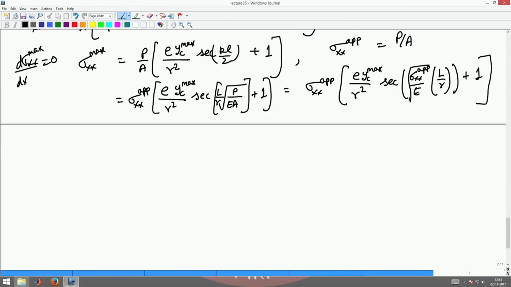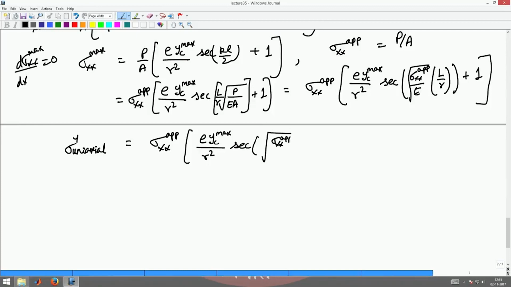Okay. Now, so I have this to be limited to sigma y uniaxial, since the state of stress is uniaxial, and if the yield stress is sigma y uniaxial, this will be limited to sigma y uniaxial. This will be sigma xx apparent into E yc max divided by r square into secant square root of sigma xx apparent by E into L by r plus 1. Okay.